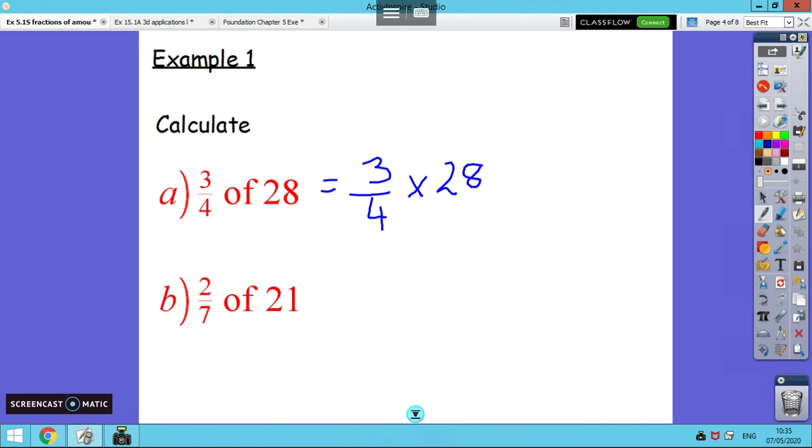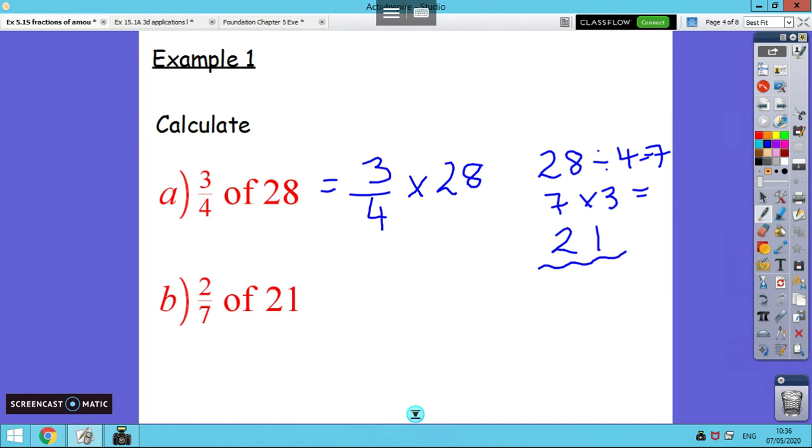Now what that means is we can either multiply by 3, then divide by 4, or we can divide by 4 and multiply by 3. Now, I think the easiest thing to do here is to divide by 4, then multiply by 3. Remember, we're dividing by 4 because that fraction line means divide by 4. So first we do 28 divided by 4, which is 7. And then we multiply that answer by 3, which was the numerator. So 7 times 3, 21. And that right there is our answer.